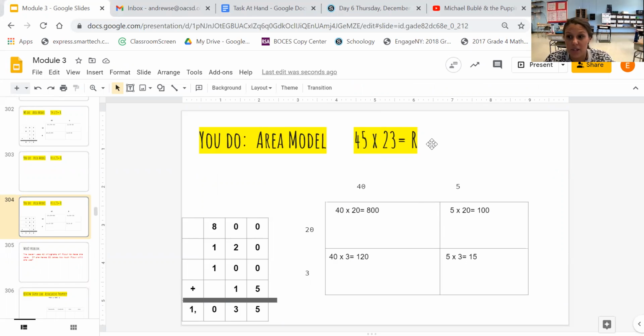If you have any questions, now is a great time to email Mrs. Andrews, ask your homeroom teacher, and we're going to do a word problem.